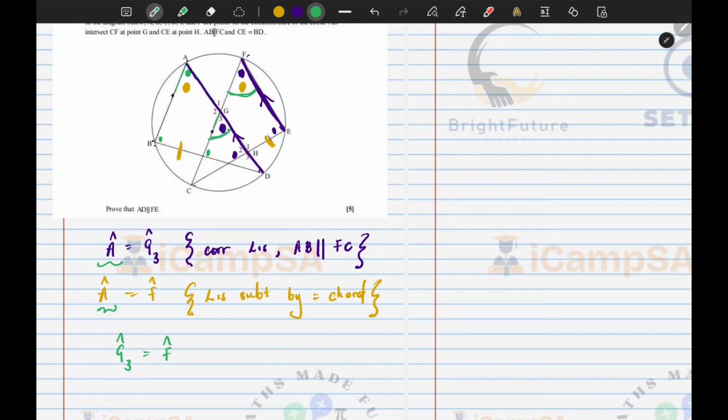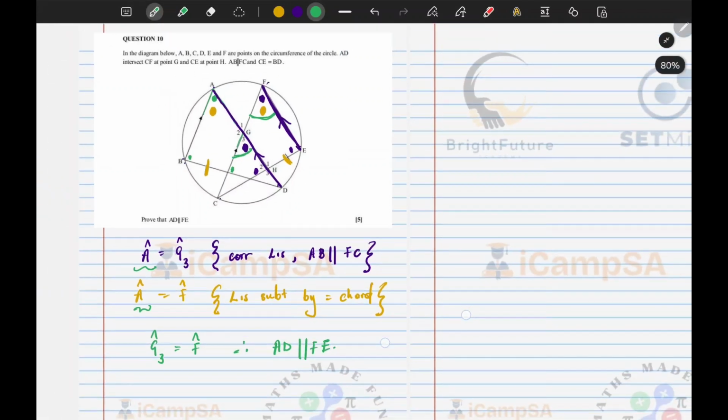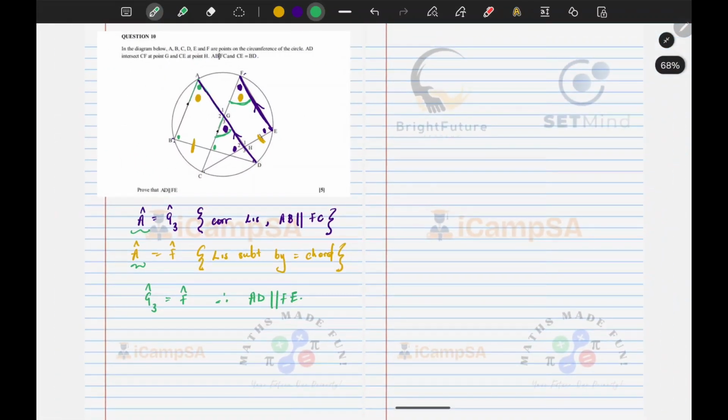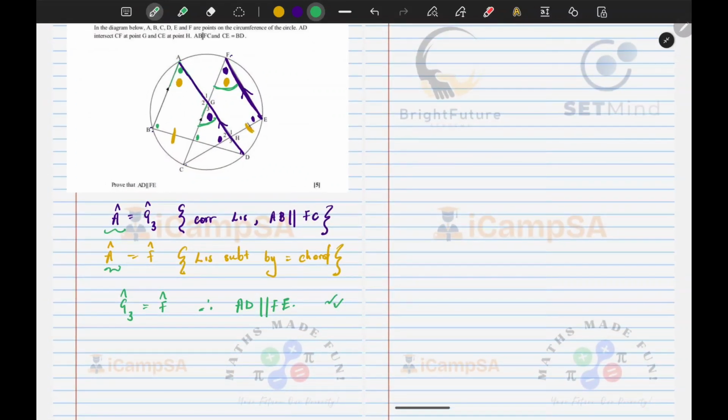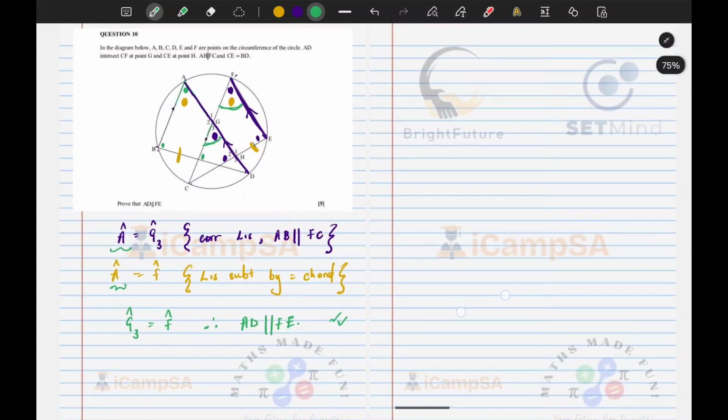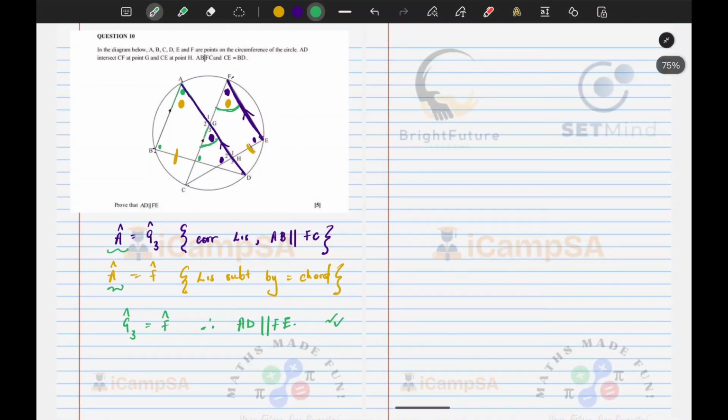So if G3 is equal to angle F, it means that line AD will indeed be parallel to line FE, because they form corresponding angles. By doing this, you would have gotten your easy 5 marks.